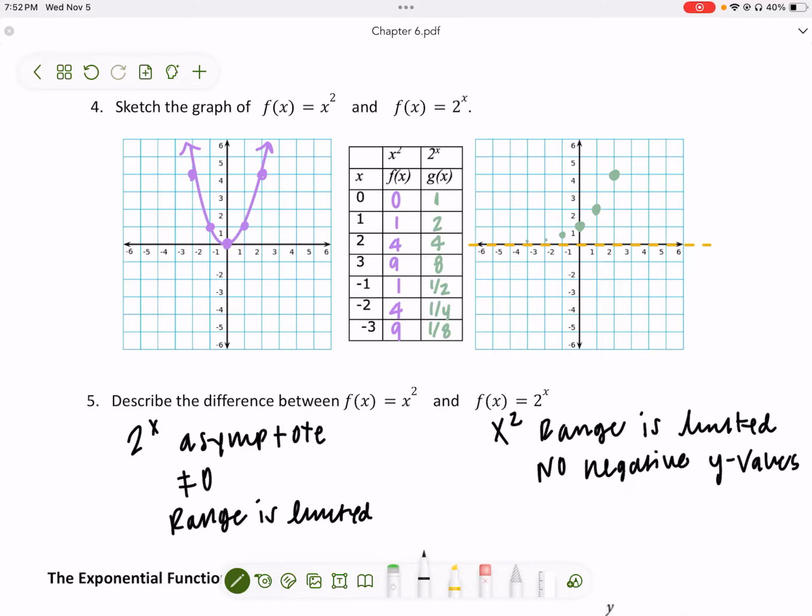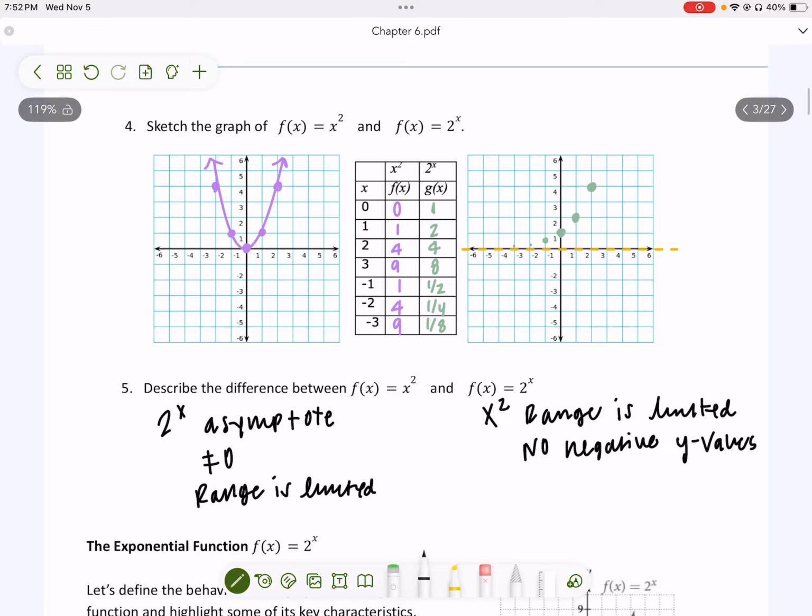So just jotting down some things that I'm seeing immediately. You might notice some other things. Feel free to jot that down. But there's some stuff I just saw.